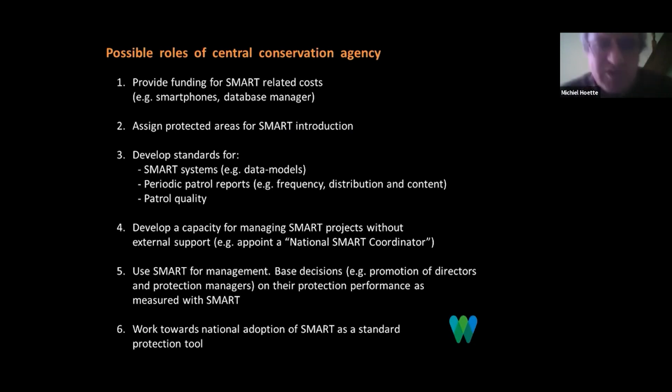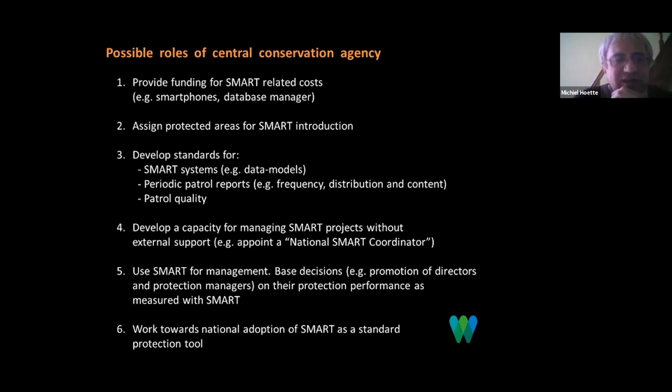Now this is almost the end of the last slides. The possible roles for the central agency. As I already explained, in Russia there's hardly any role. They're hardly involved at all. That's obviously not a good situation. Here are six possible roles that the central agency could cover.